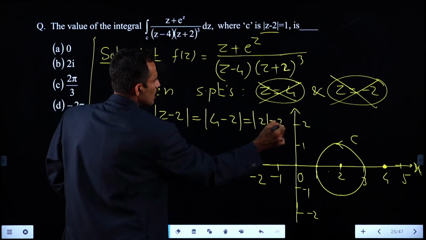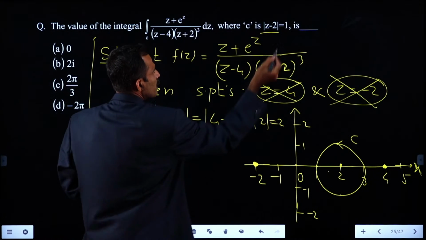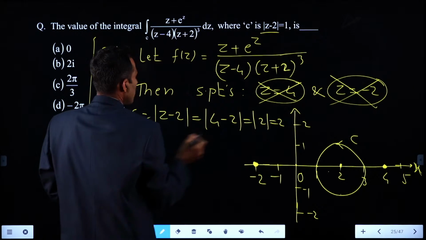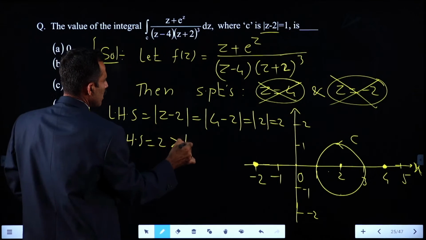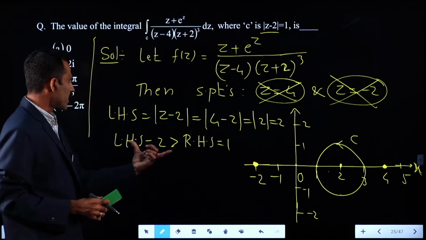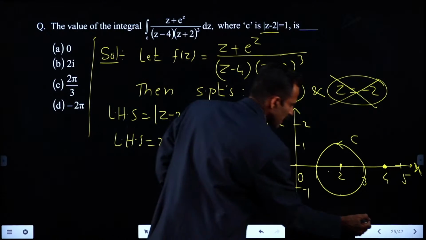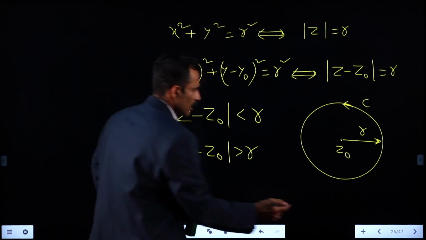Modulus of 2 is plus 2. This is the LHS part, and we compare this LHS with the RHS of this equation. Here the LHS is 2, which is greater than the RHS of equation 1. From this we can say that the greater than inequality is satisfied.